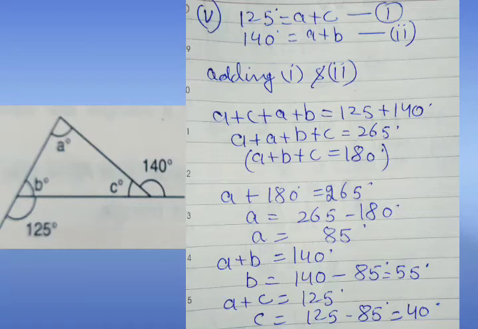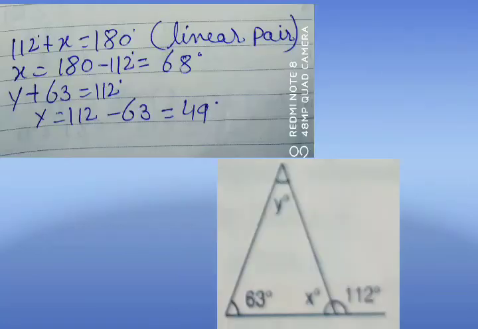A plus b plus c is equal to 180, and so a plus 180 equal to 265. So a is equal to 265 minus 180 equal to 85. Then a plus b is 140, so b is equal to 140 minus angle a, and angle a is what? 85, so 55 degree. A plus c is 125, so c is equal to 125 minus 85 equal to 40 degree.